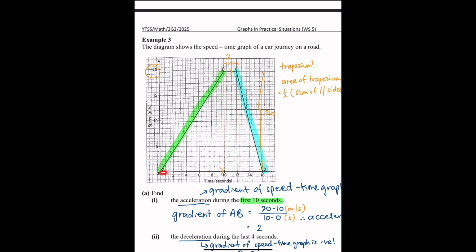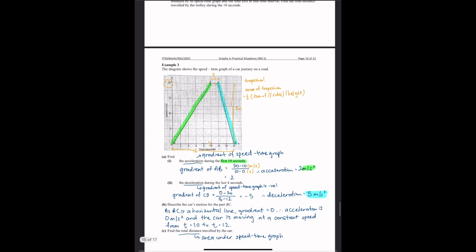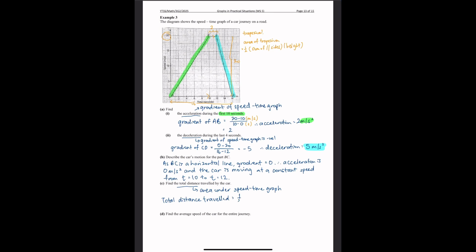And then my other parallel side is from 0 to 16, so this length AD here is 16. Let me write here 16. So to find part C, it will be half times sum of parallel sides, 2 plus 16, times your height, which is 20, and you should get 180 meters. So this is the answer for part C.